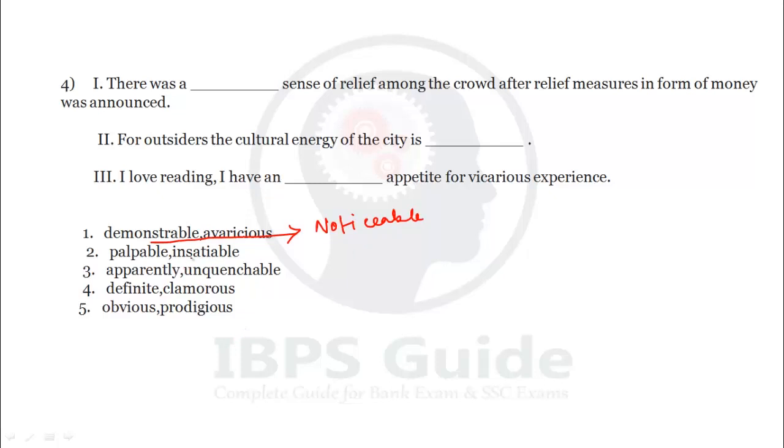And insatiable. What do you mean by insatiable? Insatiable means जो desire for doing something. Insatiable, there is a desire for doing something. So unquenchable. Clamorous, what do you mean by clamorous? Clamorous means very noisily, that is clamorous.